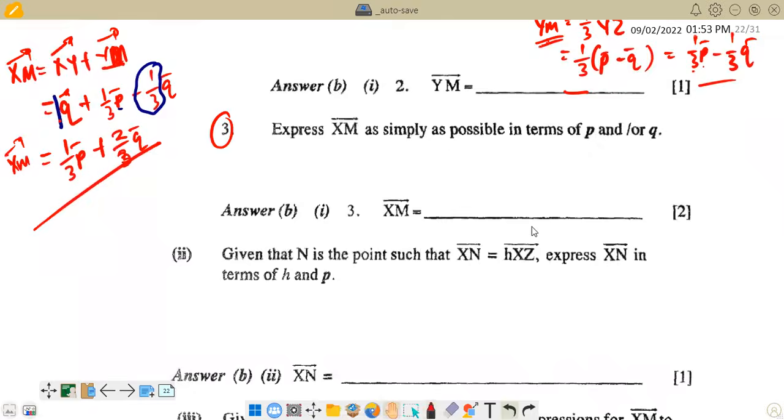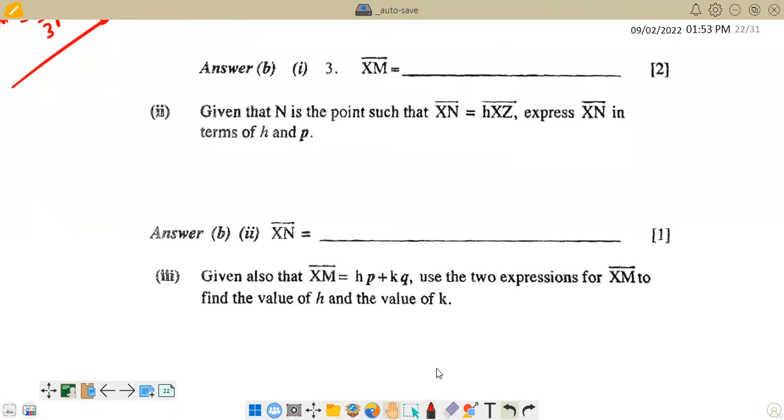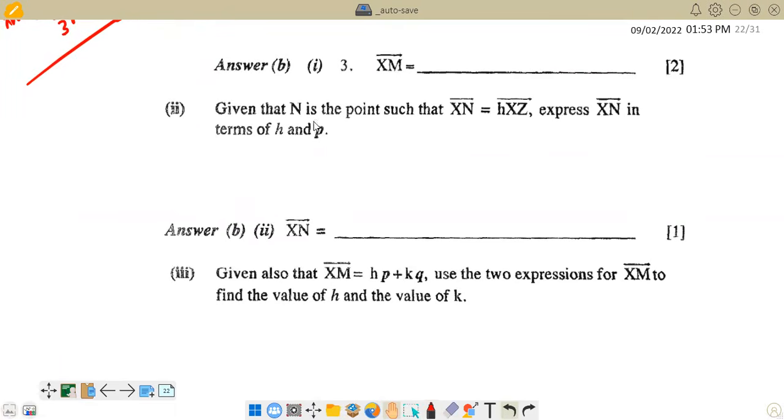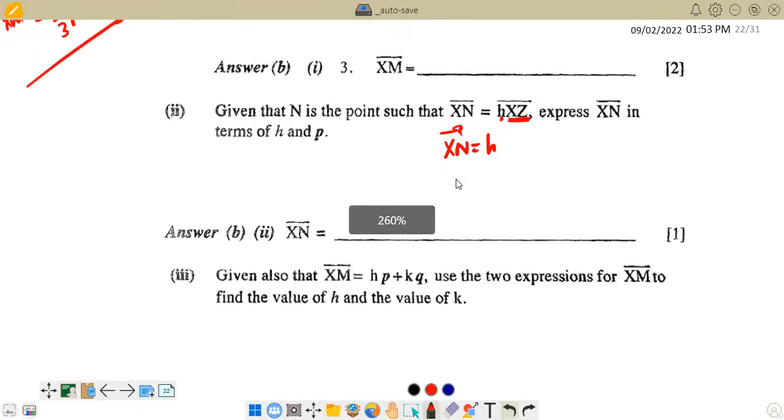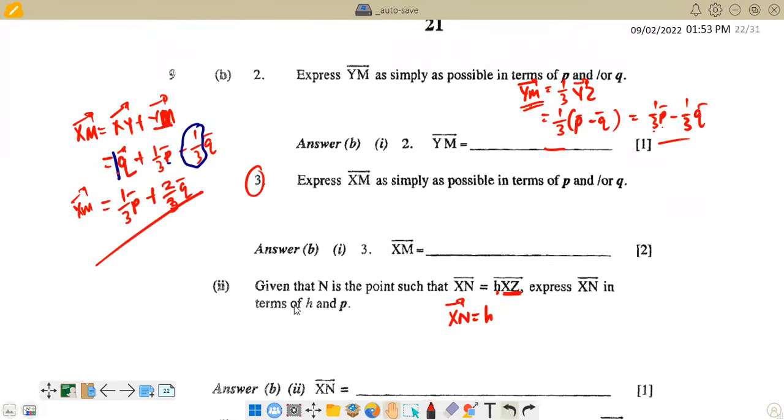Then let's see. After our XM, we are now given that N is a point that lies on XZ, so that XN is equal to h XZ. Express XN in terms of h. So the first thing is, do we have XZ? Because we are given that XN is equal to h XZ. Remember, h is a scalar, then we need vector XZ. If we calculated this vector before, that is what we need to cross-check. XZ, we never calculated this.